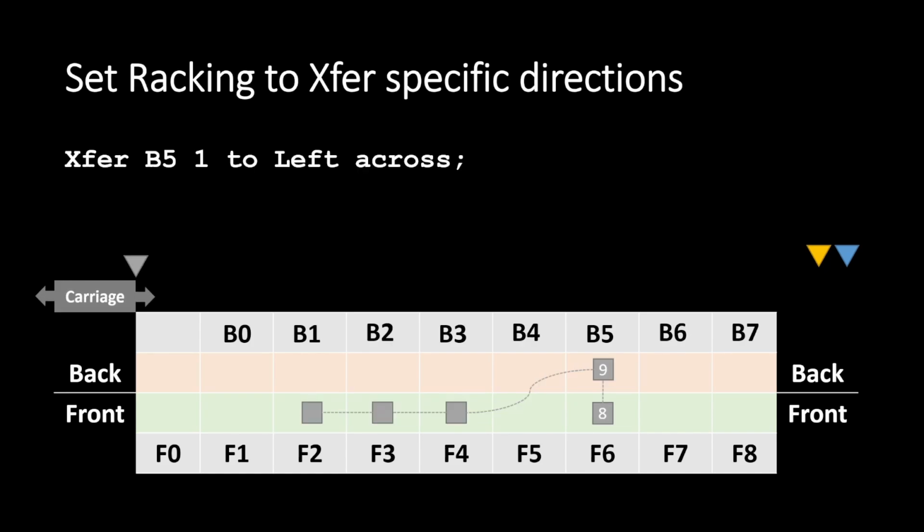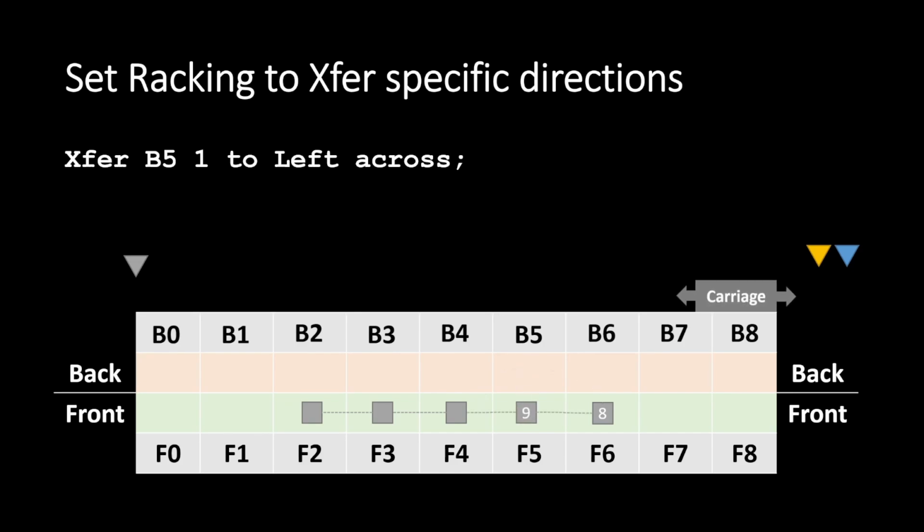Now, let's say you want to do a bunch of transfers and you want to rack at the same time, but you don't want to keep track of the racking separately. Well, we can do that in KnitScript by telling it which direction we want to transfer to. So in this case, we can say transfer B5 1 to the left across, which is going to move any loops on B5 1 leftward and across to the front bed. There's the rack that happens between, and then the carriage pass that is going to allow us to do that transfer.